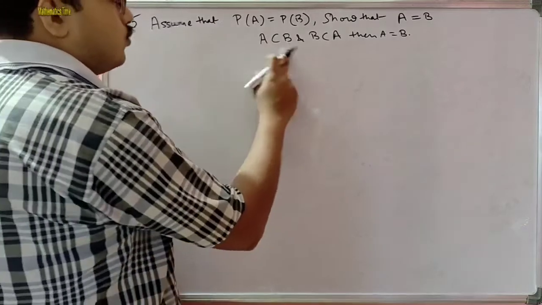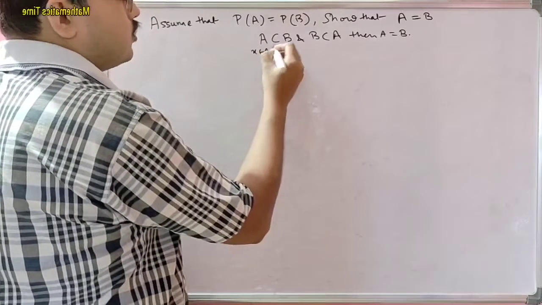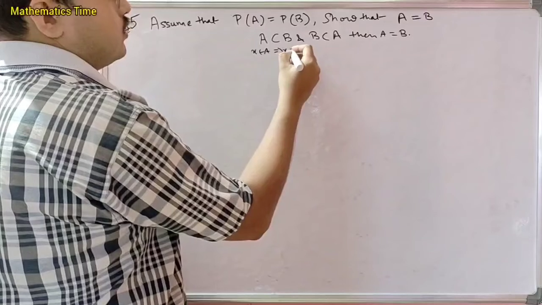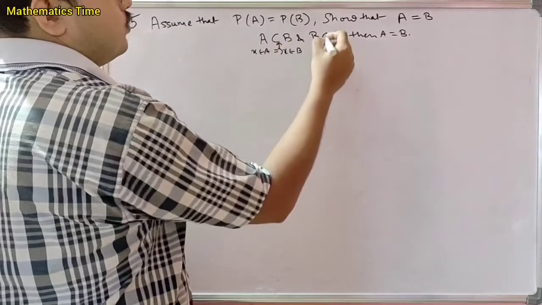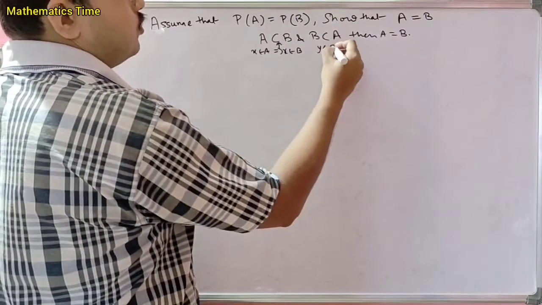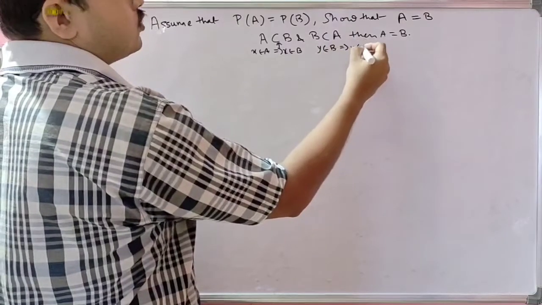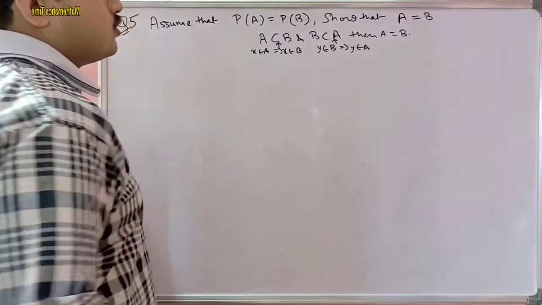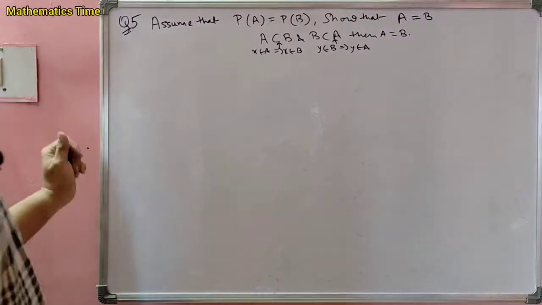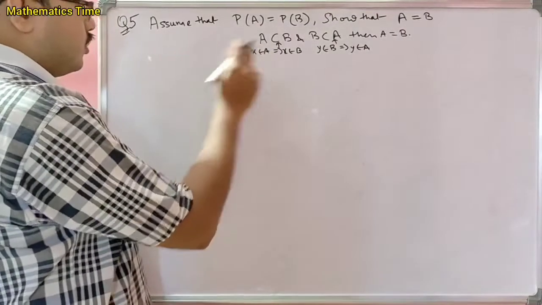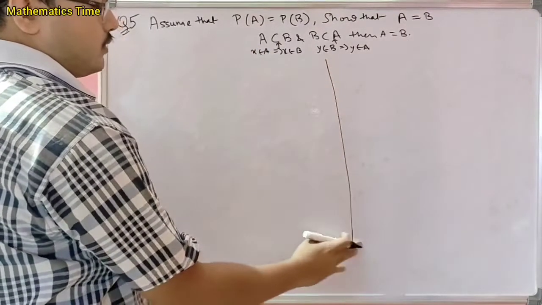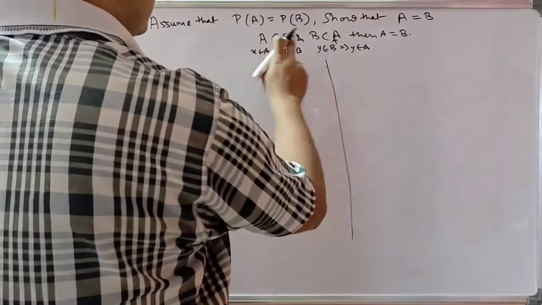We have to show this and this. To show this, what do we have to show? We have to show x belongs to A implies x belongs to B. Then it will be achieved. And for this we have to show y belongs to B implies y belongs to A. Then this can be achieved. So this is our plan for how to solve this problem. So first we are solving this portion. Now we are separating this. We will be solving first this and this.